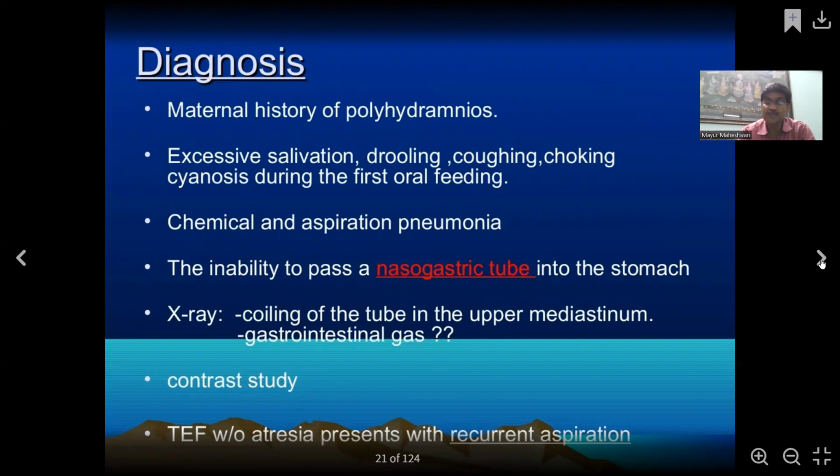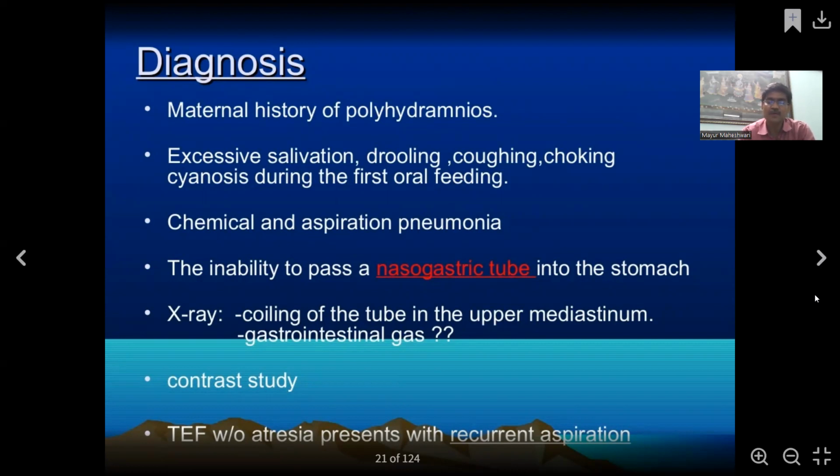Then the patient may present with chemical or aspiration pneumonitis. And a very important sign is the inability to pass a nasogastric tube into the stomach. The confirmation is on X-ray: if you pass a tube, it gets coiled in the upper pouch. So there will be a coiling of the Ryle's tube or another tube, whatever you are using, in the upper mediastinum. And you have to look for gas in the lower abdomen also to differentiate whether there is a pure esophageal atresia or type 3 esophageal atresia.